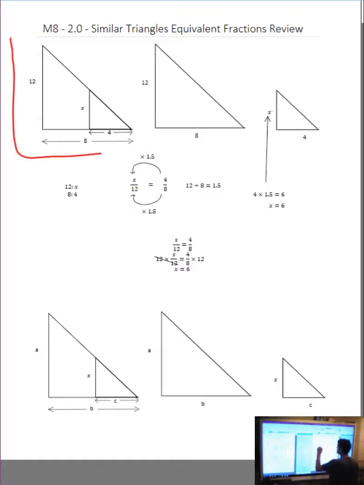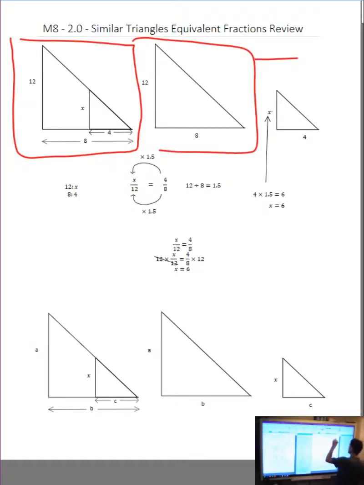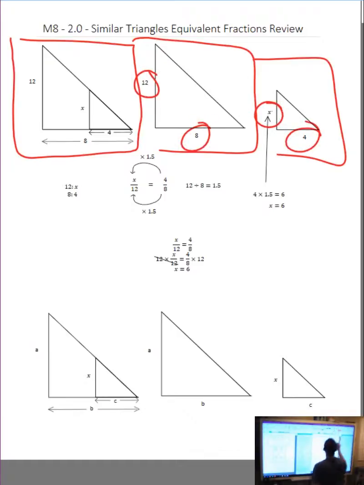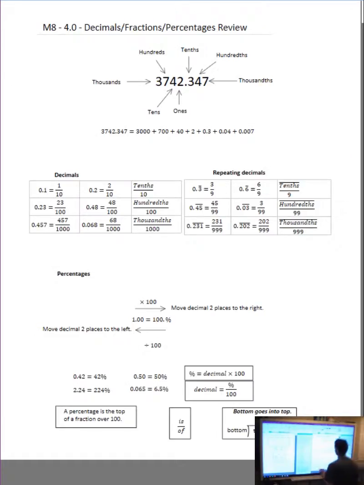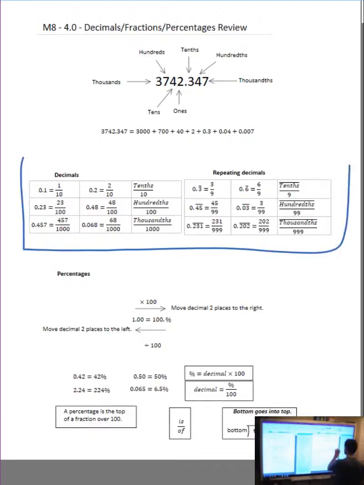Here's that similar triangle that I was talking about earlier. If this double triangle and this bigger triangle and this smaller triangle are similar, well then 12 over 8 equals x over 4, or x over 12 equals 4 over 8, or any version that makes logical sense. Something is to something else as something is to something else. We're doing that a lot, especially in trigonometry. Just decimals. Gosh, being able to work with decimals and fractions, going back and forth between them. Percentages.